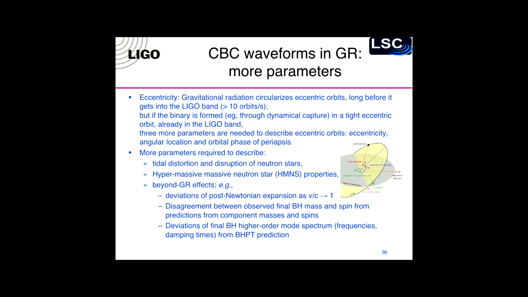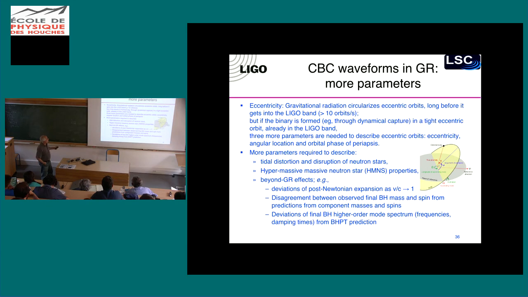Okay, more parameters. Eccentricity. So as we talked about last time, gravitational radiation circularizes eccentric orbits long before it gets into the LIGO band, usually, unless it was captured into a very tight elliptical orbit. So if the binary is formed through dynamical capture in a tight eccentric orbit, then more parameters are needed to describe it. There's the eccentricity itself, and the angular location and orbital phase of the so-called periapsis.